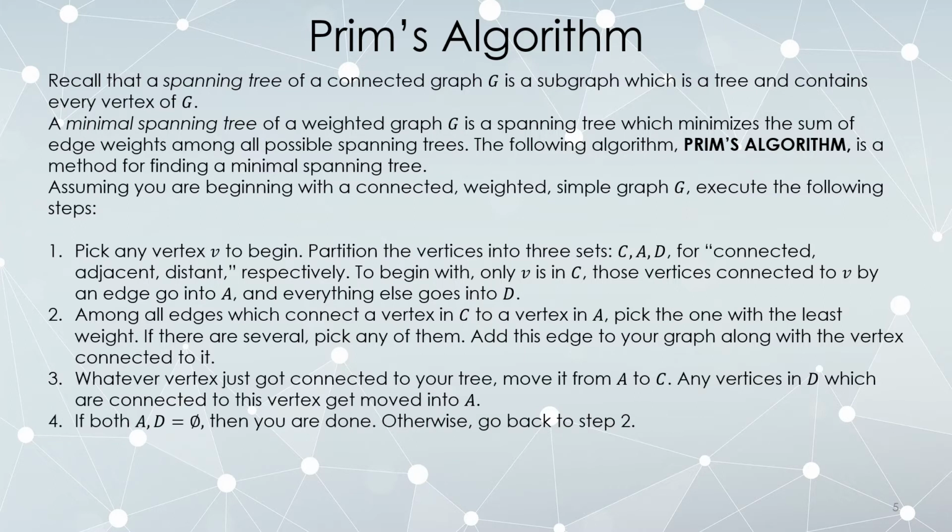Any vertices that were distant but are now connected to the one you just added are now considered adjacent. As soon as both your adjacent and distant sets are empty, you're actually done, because at this point, every vertex will have been moved to the connected set, and the only way that happens is by connecting it to your spanning tree. Otherwise, go back to step 2.